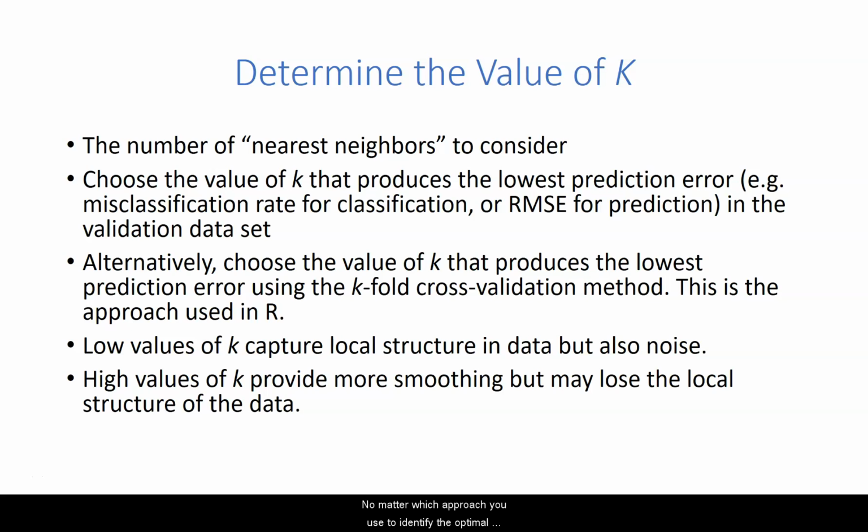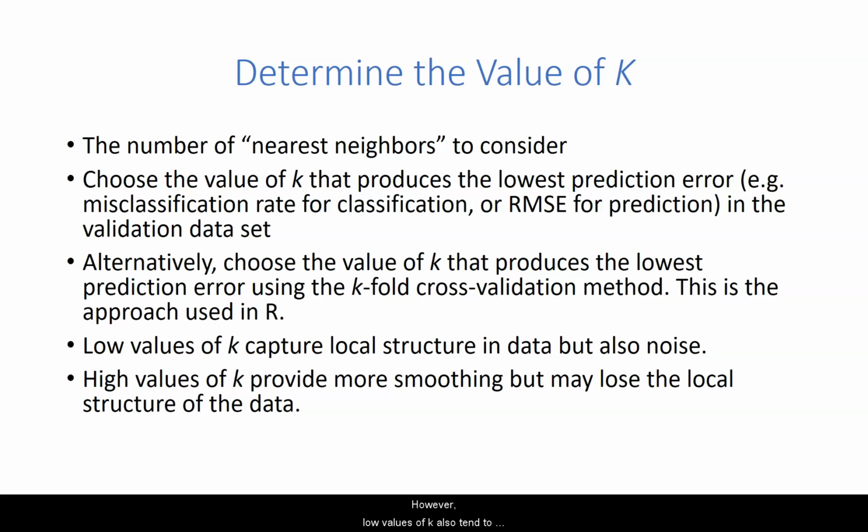No matter which approach you use to identify the optimal k, there are a couple of things you need to know about the value of k. A low value of k, for example, k equal to 1, 2, or 3, tends to capture the local structure of the data, which is an important advantage of the KNN technique. Local structures refer to the uniqueness of the cases and are often difficult to capture using traditional statistics techniques.